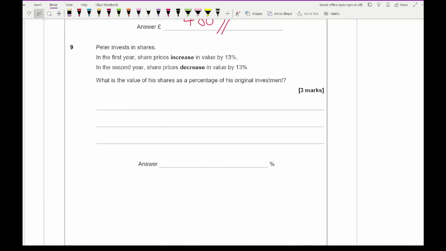So then moving on to question 9, it says Peter invests in shares. In the first year, share prices increase in value by 13%. In the second year, the share price decreases in value by 13%. What is the value of his shares as a percentage of his original investment?